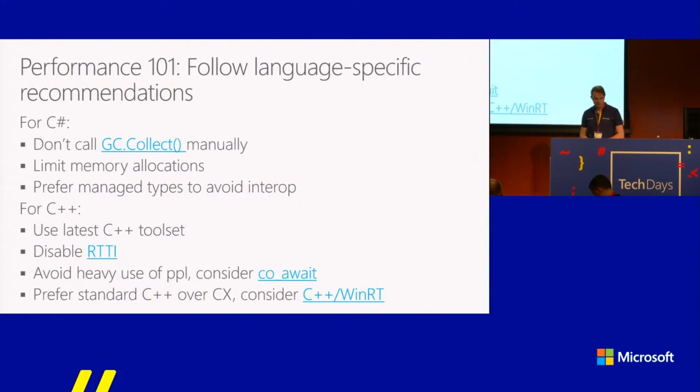Now on the language side, for both C# and C++, there are language-specific recommendations that can help the performance of your app. Please don't call GC.Collect manually. Garbage collection heuristics are really good, so try to minimize manual garbage collecting. For debugging reasons, it's of course the exception. But GC.Collect causes a garbage collection of all generations instantly, and it will just pause all the threads. You basically have to wait until that is done before the threads can continue.